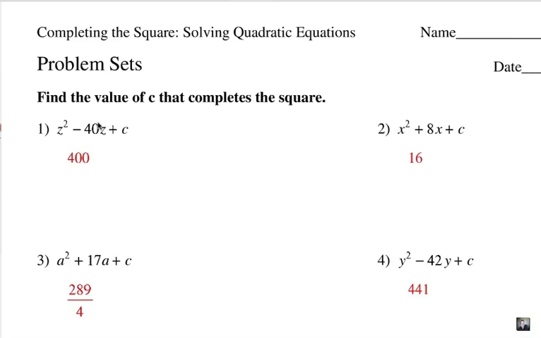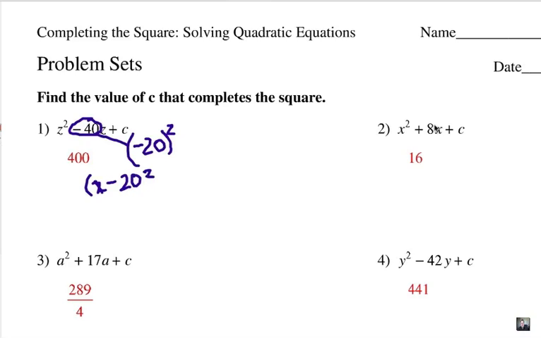Here are the answers. In number 1, negative 40 is your coefficient of the middle term. So what's half of that? Yep, negative 20. But square it. What's negative 20 squared? Positive 400. So if we had a 400 right there in place of c, we would have a perfect square trinomial, and we'd be able to write it as a squared binomial: z minus 20, squared.